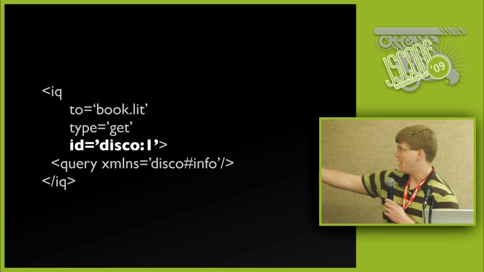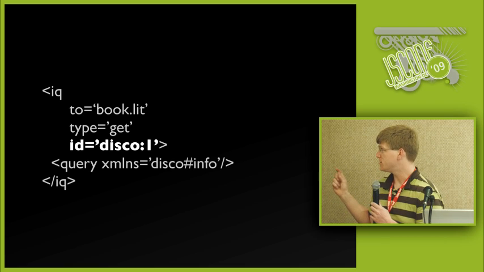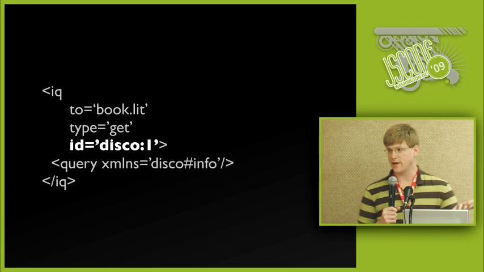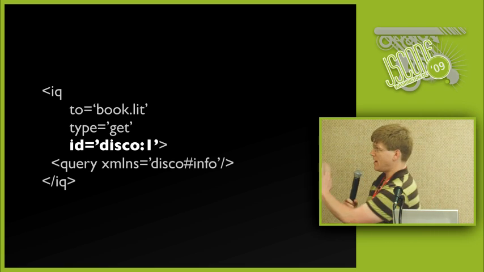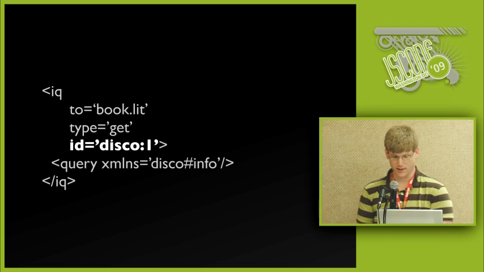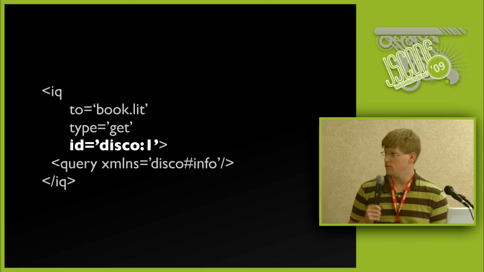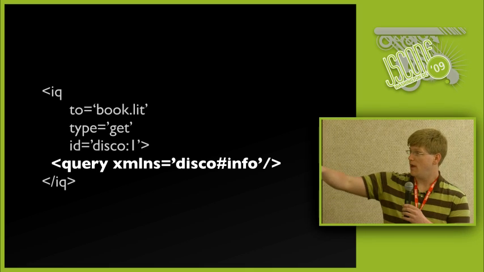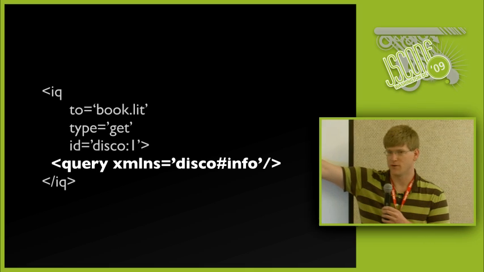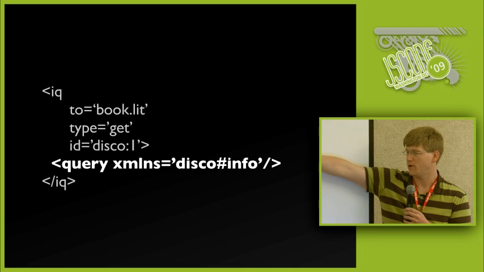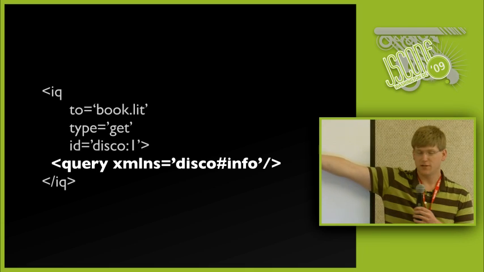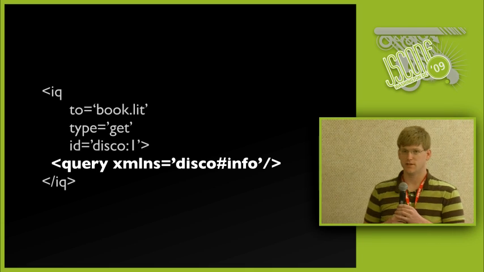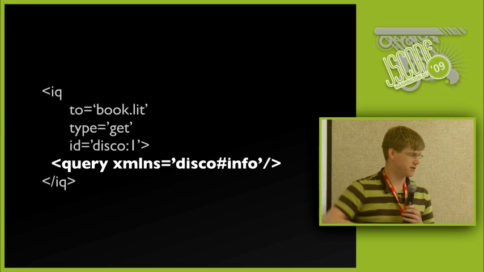Every IQ has to have this ID attribute. They have to be unique for the stream. And this is because when you get a response to the IQ, it has to have the same ID attribute on the response. And then a lot of the different protocols in XMPP use this query child. And then this namespace here, I've shortened them, so these aren't quite the real namespaces. It tells you which sort of extension protocol is in use here. This one, for instance, is service discovery.